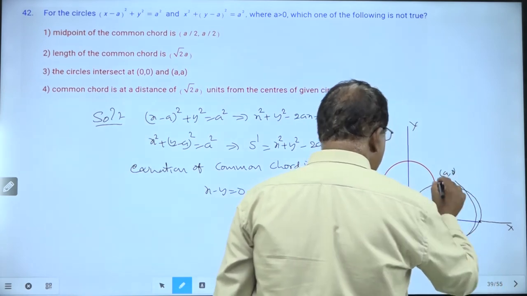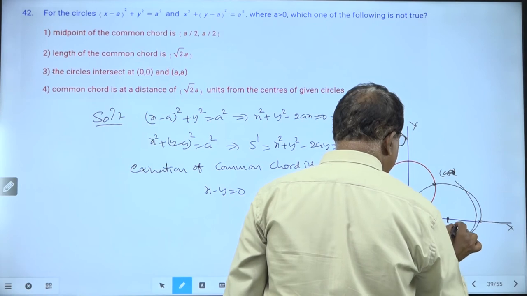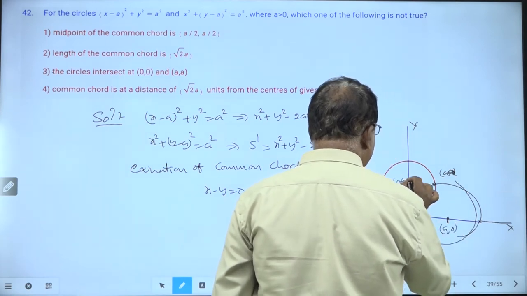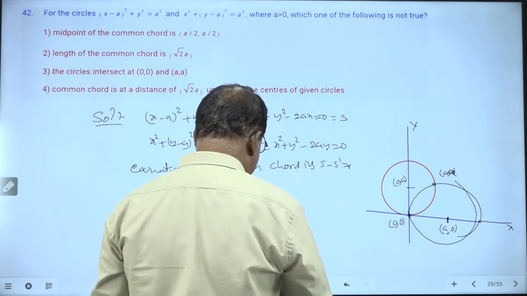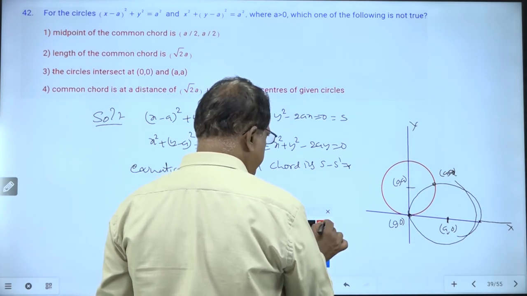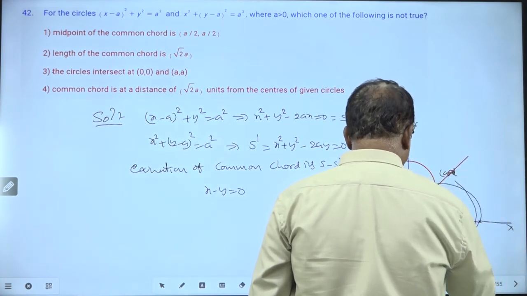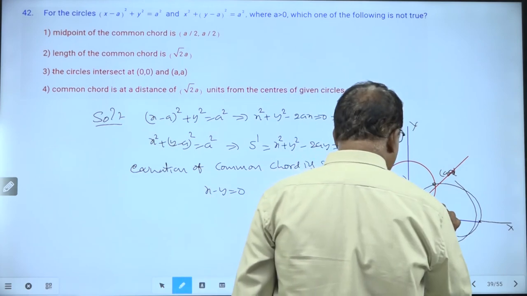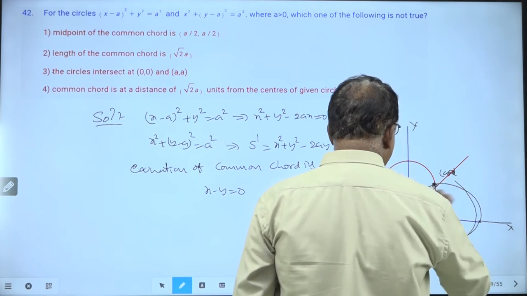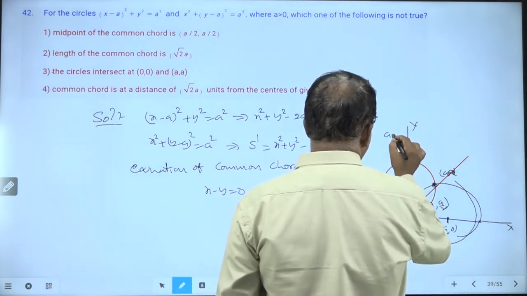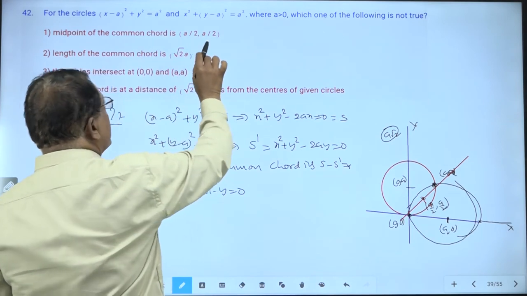Now the common chord of the circles goes to (a, a). (a, 0) is the center of one circle, (0, a) is the center of the second circle. Next, the midpoint of the common chord is (a by 2, a by 2). Now, length equals the distance between two points. Length of the common chord equals a root 2, the distance between the two points. So the midpoint of the common chord is (a by 2, a by 2).